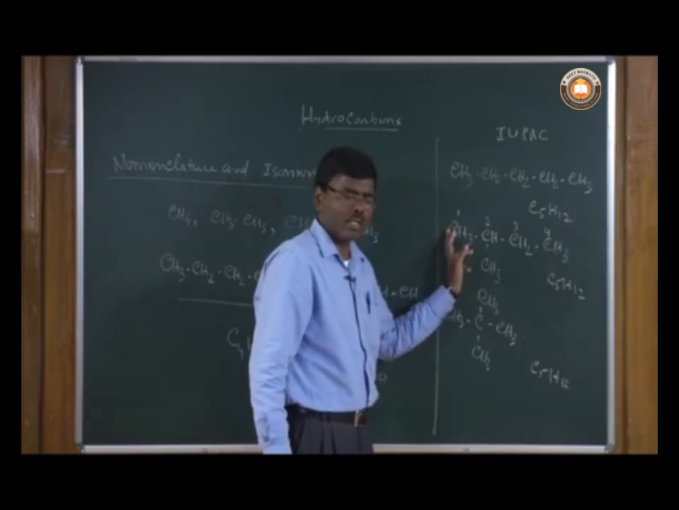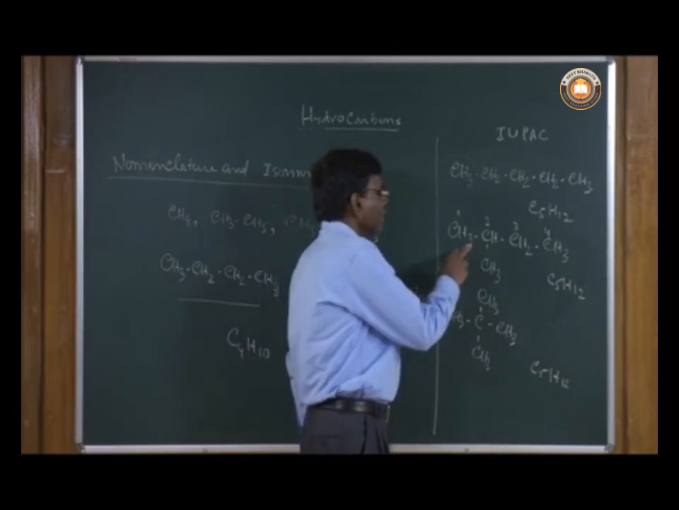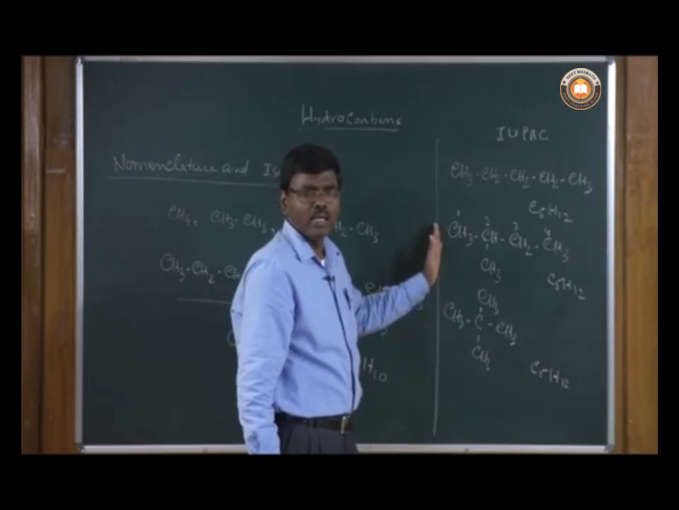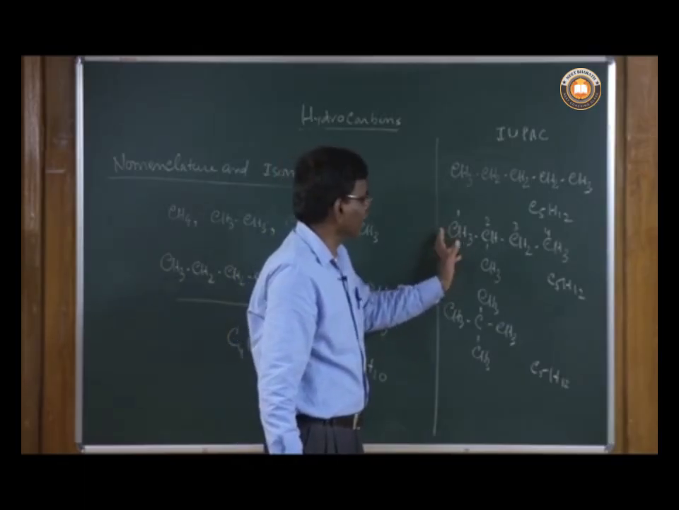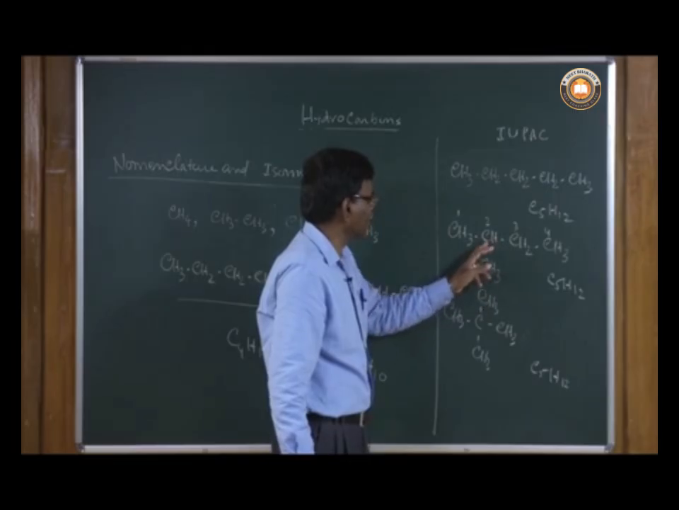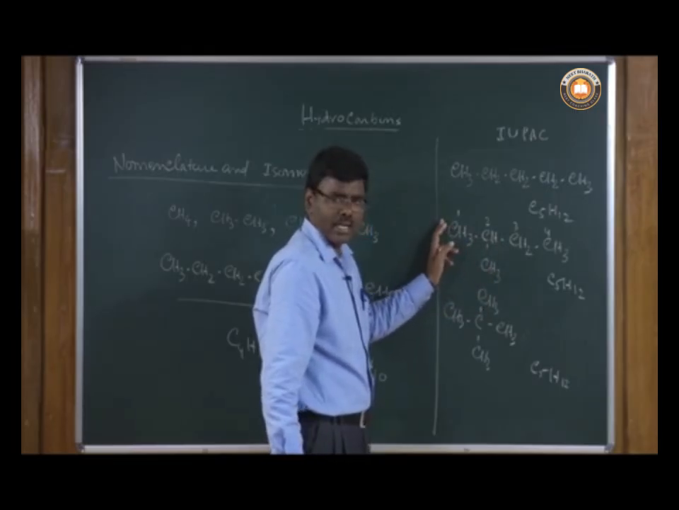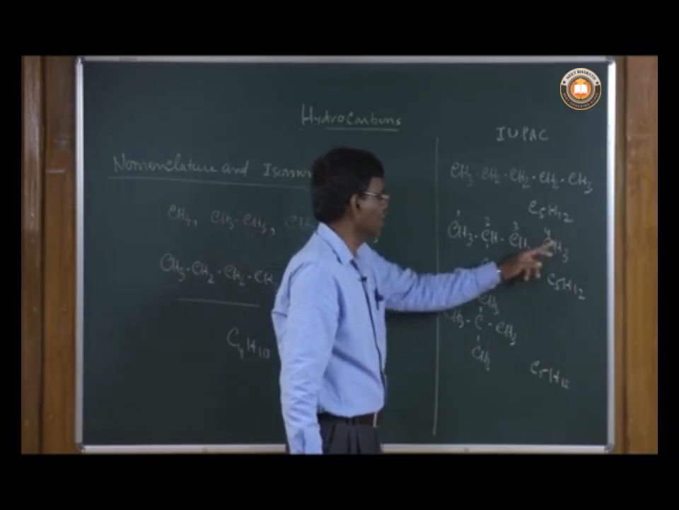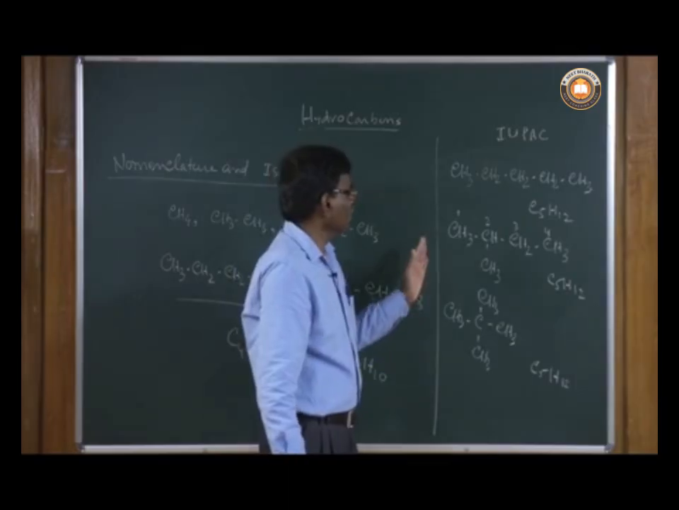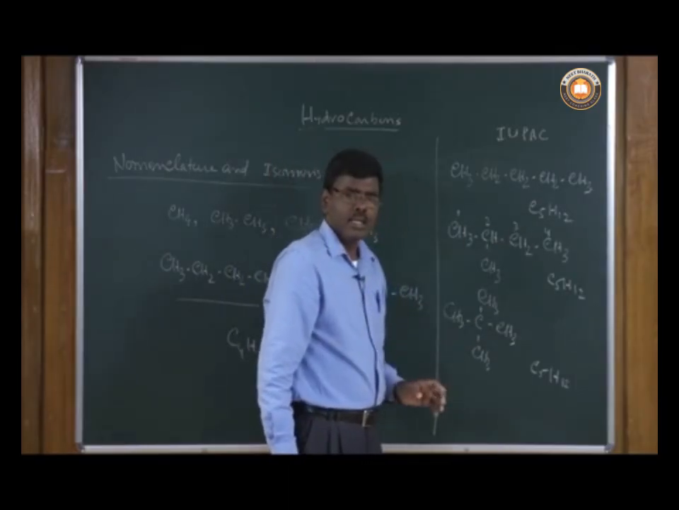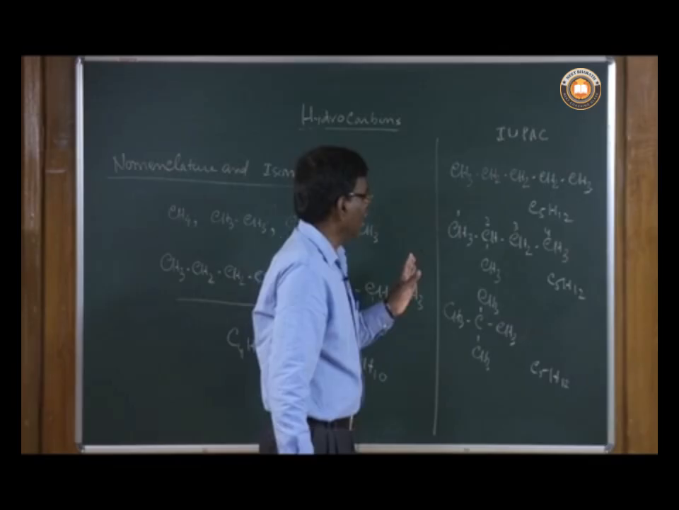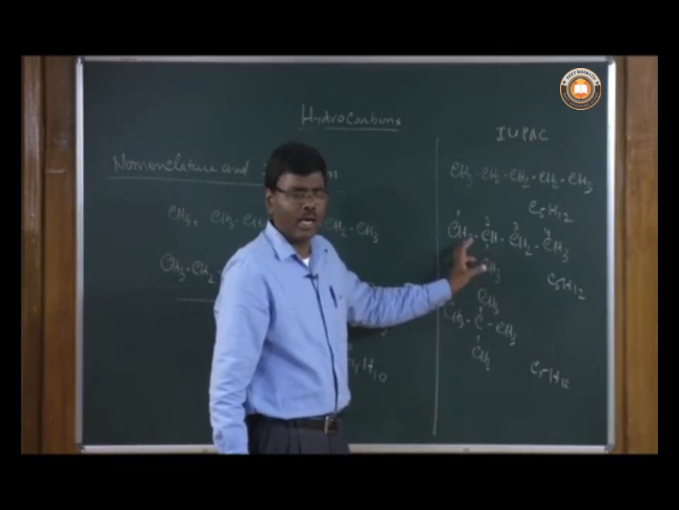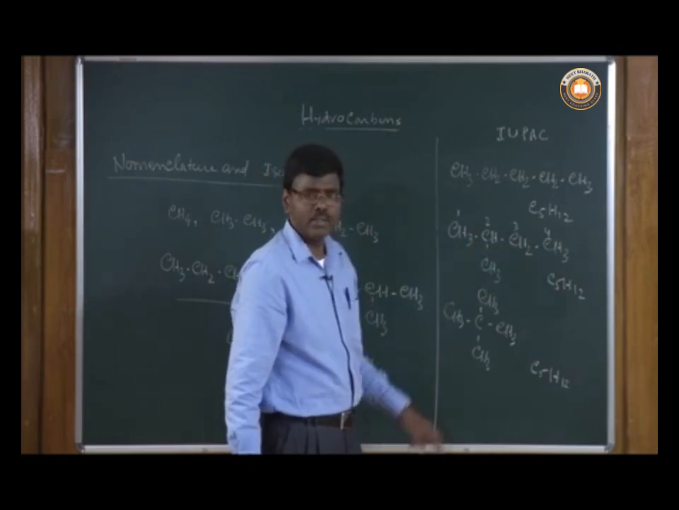You can start numbering from here, this is the right one. If you start numbering here, that is the wrong one. You have to start numbering where the substitution is present closer to the end. If you look at it, the substitution is present closer to this carbon, this is the end, and the substitution is present here. Therefore, you have to start numbering from this carbon, not from this side. So, once the numbering is done, now you have to find out the substitution position and combine this one with that one.